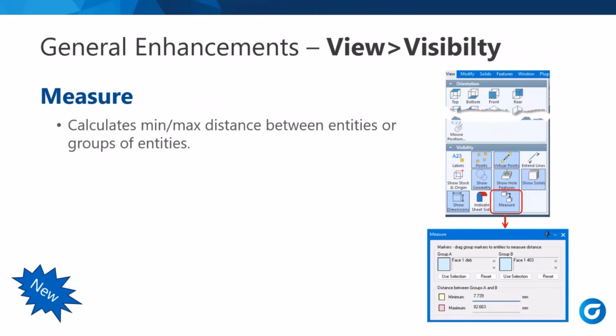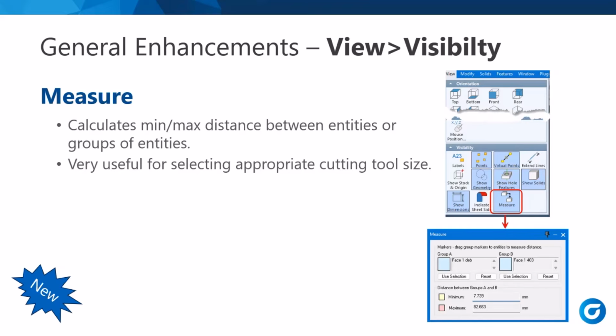Our next enhancement is a new measure command. This is something I asked for quite some time ago, I was told, actually. So never give up in your requests. Keep sending them in. Might not happen as fast as you want, but we still keep them around and we're looking at them and we'll get them done. So this is a new measure command. It calculates min-max distance between entities or even groups of entities. What it's very useful for is selecting appropriate cutting tool sizes.